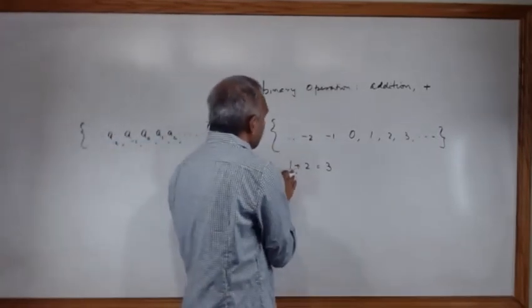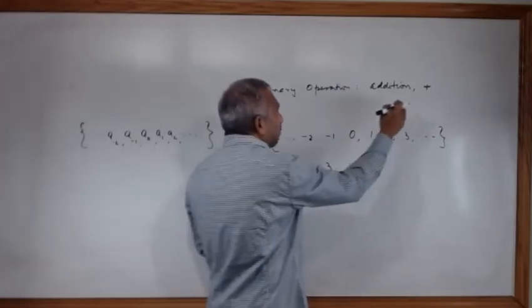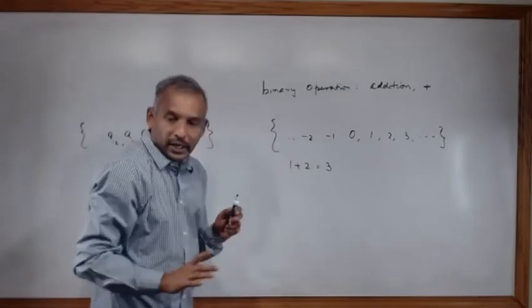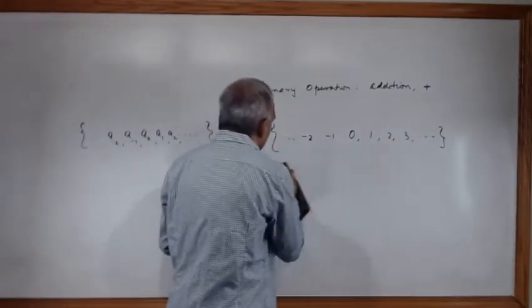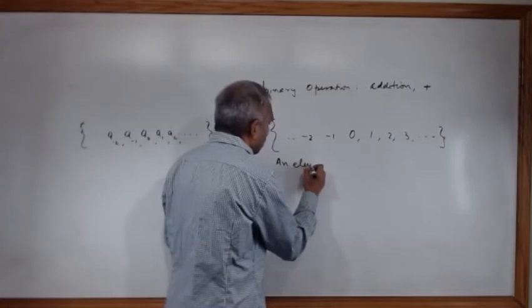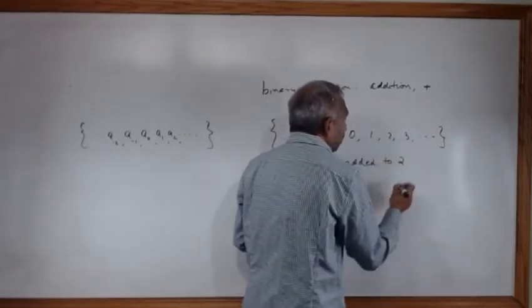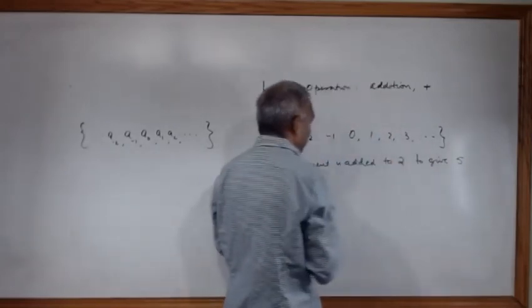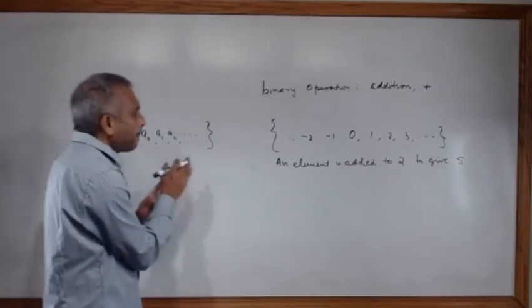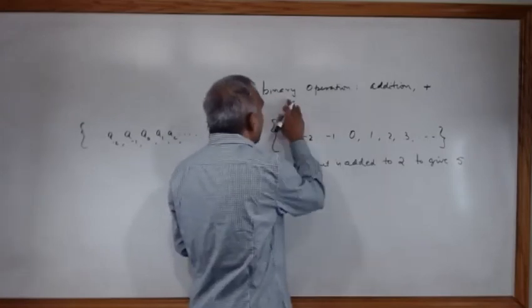But here, as I said, we can talk about a binary operation. And besides this binary operation, there is something else we can do on this set. Let us state a problem here. An element is added to 2 to give 5. This statement is a valid statement with respect to this set, but not the other, because addition is a valid binary operation on this set.